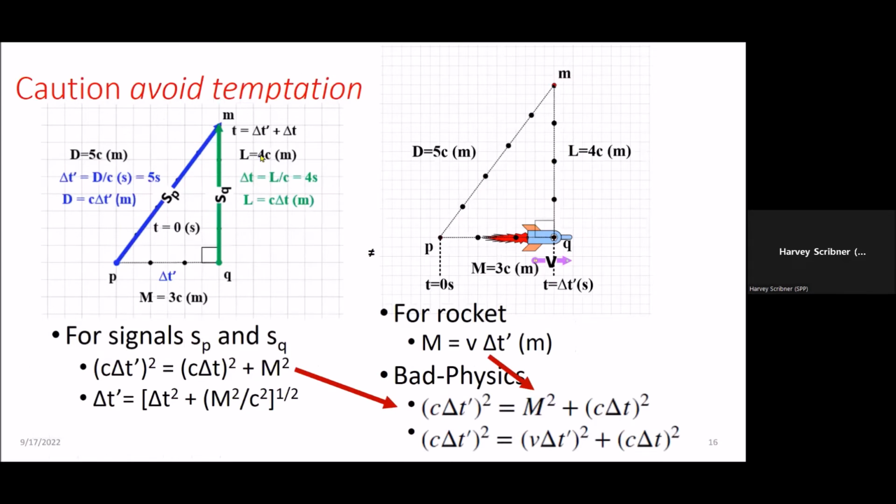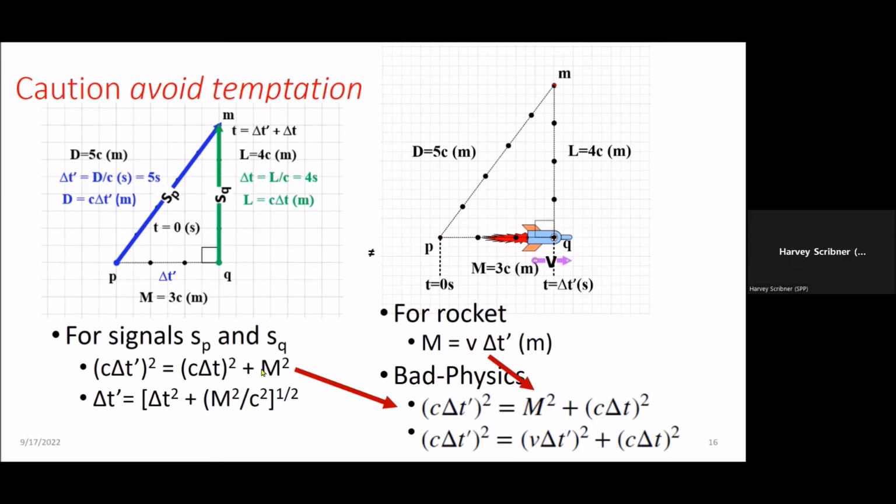So this is one phenomenon. And for the rocket, here's another phenomenon. You can actually say for the rocket that it went a distance m in a delta T prime, and so with that velocity. But it's bad physics, or maybe I shouldn't use that term, but that's what I'm saying, for someone to start mixing these apples and oranges just because they happen at the same time.